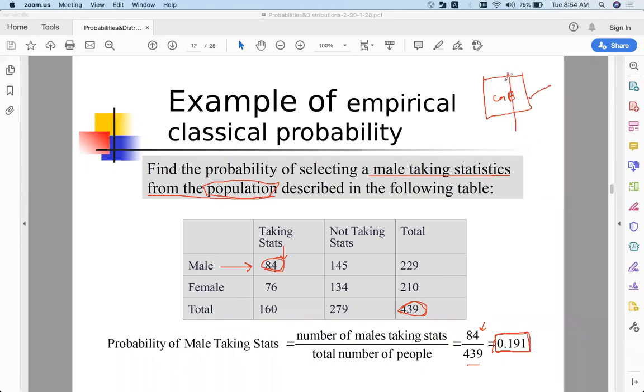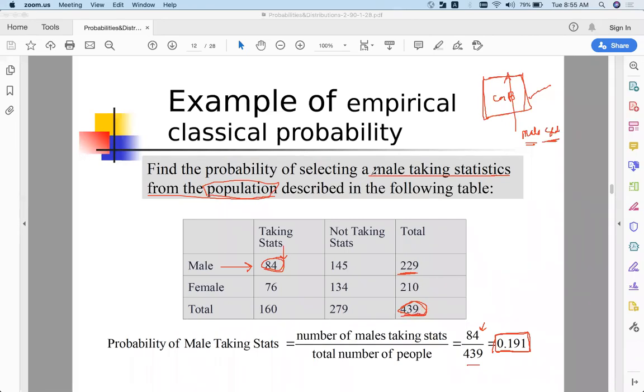You ask one guy to stand up. Now you ask, he's a male and he's also taking statistics. That is the question. So you ask one guy to stand up and he's a guy and he's taking statistics. Are you doing this among only males? Then you have to divide by 229. Are you doing this in the whole class where there are girls and boys? Then you have to divide by 439. You see the difference, right?